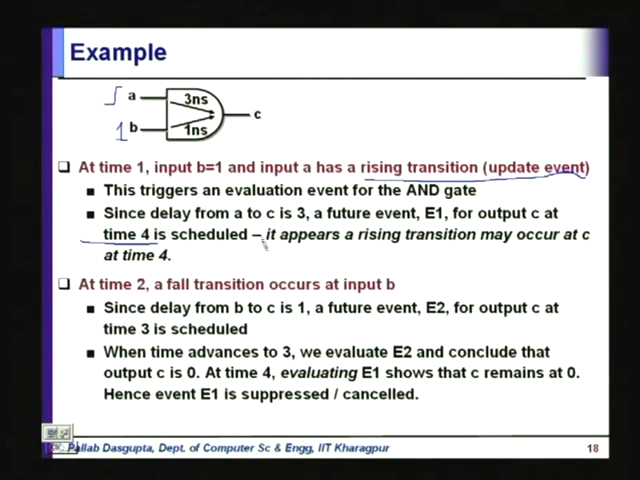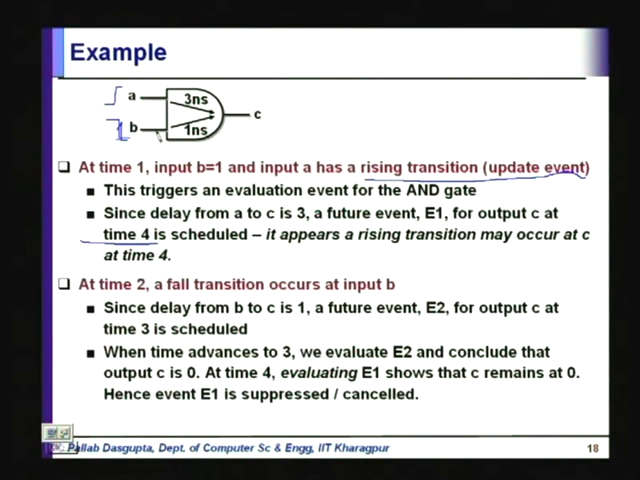So, this is the update event that is scheduled. Now, let us see what happens. At time 2, this B input falls, and the delay from B to C is 1 nanosecond. So, we first schedule an evaluation event for this gate. That evaluation event finds out that after 1 nanosecond, the output of this is going to be 0, right.